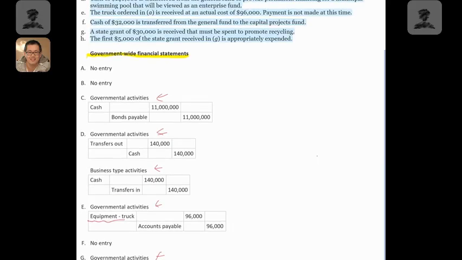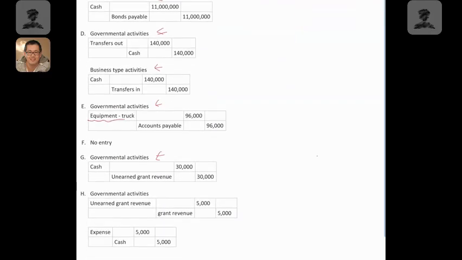And then the last transaction is that the first 5,000 of the state grant received in G is appropriately expended. First we recognize that 5,000 of unearned revenue as grant revenue, and then debit expense and credit cash when we use them. So you need to know, when we prepare journal entries for the government-wide financial statement, we debit expense. Well, when we prepare the journal entries for the fund financial statement, this is expenditures. That's the difference.